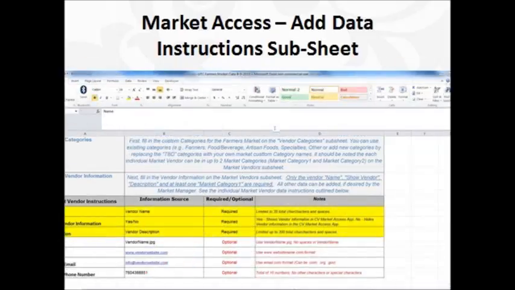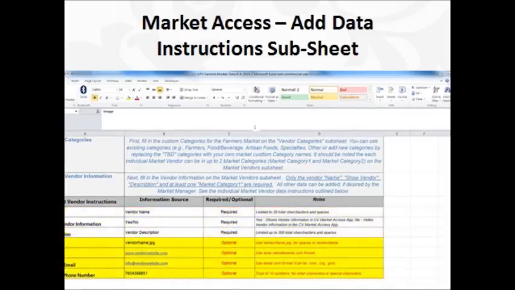In addition, on the instructions subsheet, here we have highlighted the market vendor information instructions that outline the data limits for the required data, as well as the data limits for the optional data. Please review to make sure your market data is compliant.